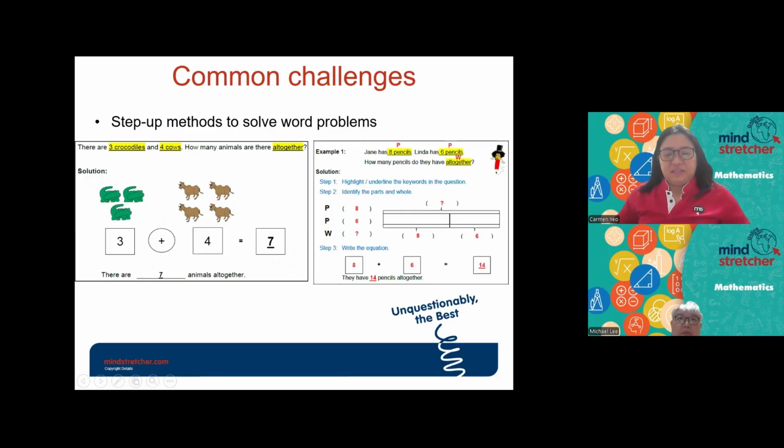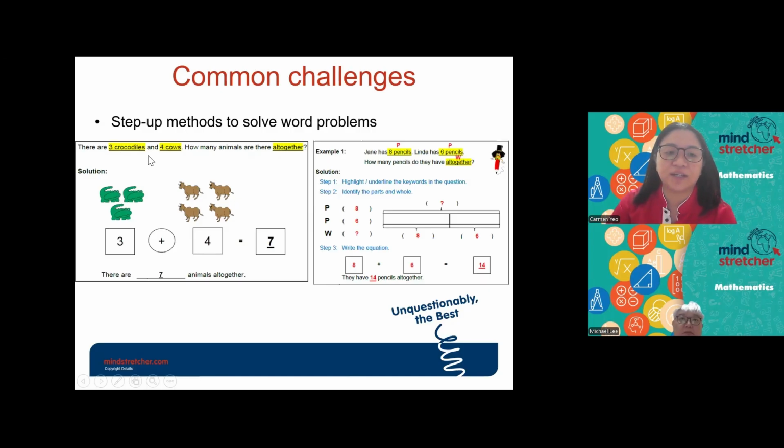Now, this is another common challenge that students face, word problems. So what we do is a step up method. This is Primary 1, from our Primary 1 worksheet. There are 3 crocodiles, 4 cows. How many animals are there altogether? We teach them how to highlight the key information. 3 crocodiles, highlight. 4 cows, highlight. Altogether, highlight.